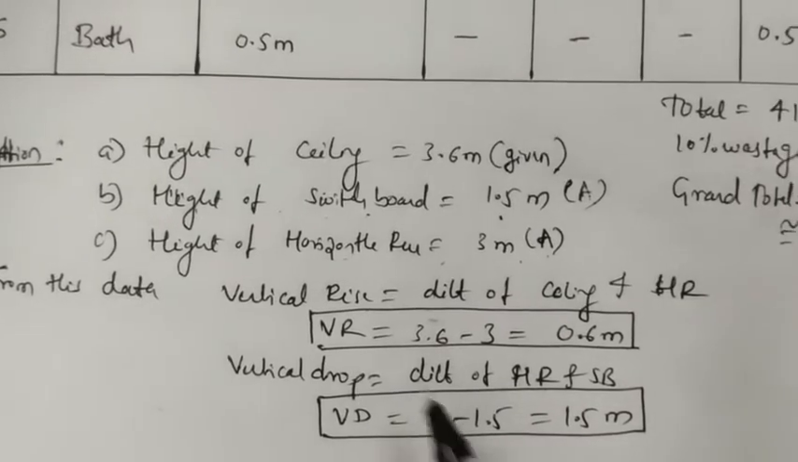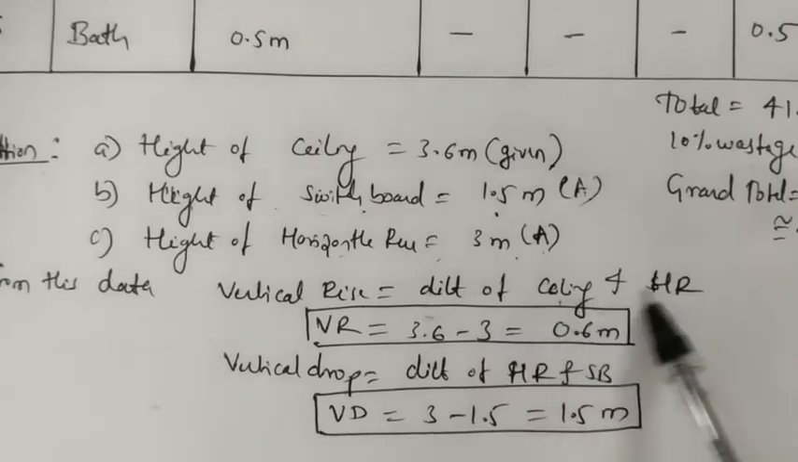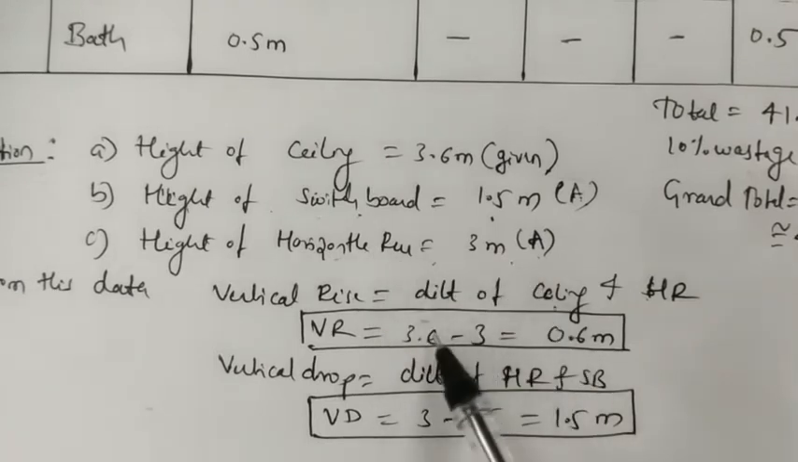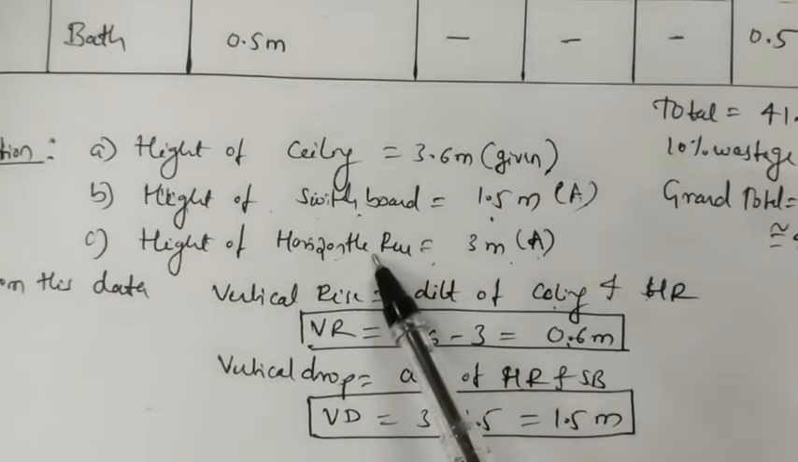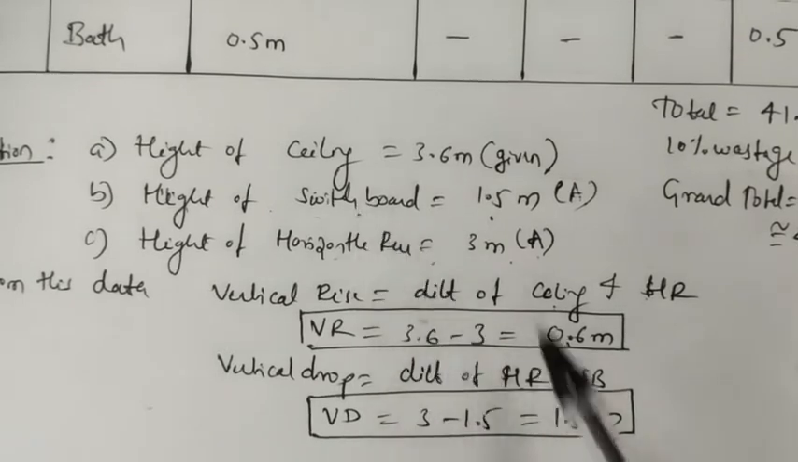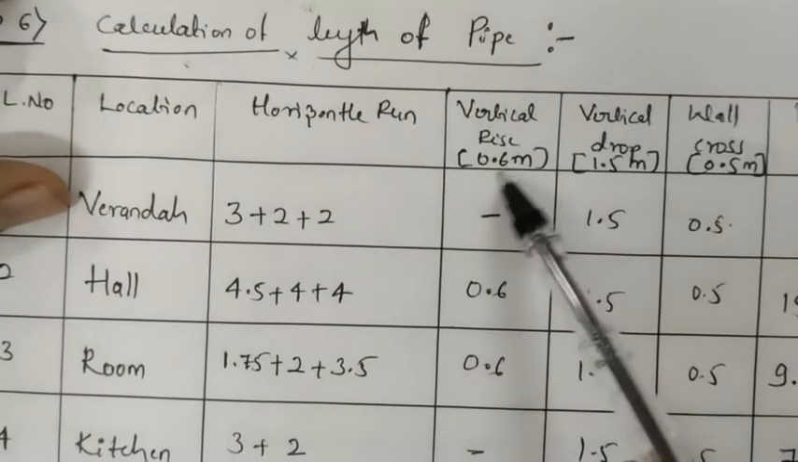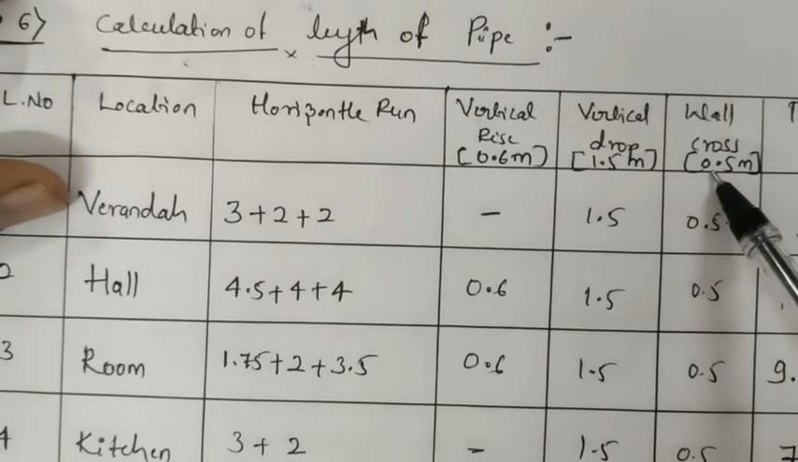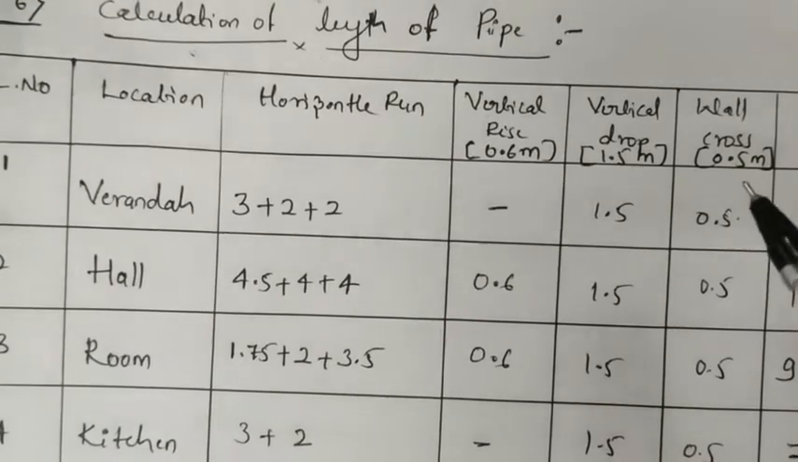So how to calculate the vertical rise? VR is the difference of ceiling and HR. Ceiling means 3.6, HR means horizontal run 3 meter, 3.6 minus 3, you will get 0.6 meter. And vertical drop is the difference of HR and SB, where HR means horizontal run and SB means switchboard. So 3 minus 1.5 is equal to 1.5. This is how you have to write the vertical rise and vertical drop. Wall cross you can consider 0.5 meter for all the cases. This is the thickness of the wall. If it is not given, you can always take 0.5 meter.